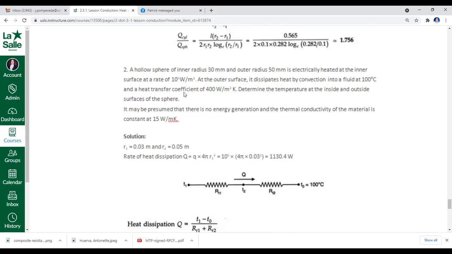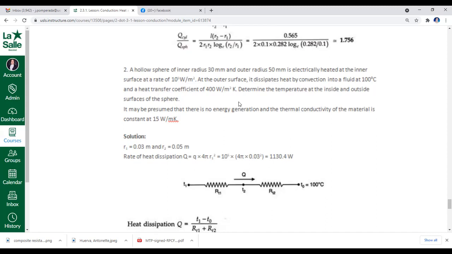Because in real cases, class, in the industry, it's a combination actually of convective and conductive heat transfer, especially in the transfer of fluids, whether we're talking of liquids or gases. So in this case, you see that both resistances, conductive and convective resistances, are considered in determining the total amount of heat that is being transferred.